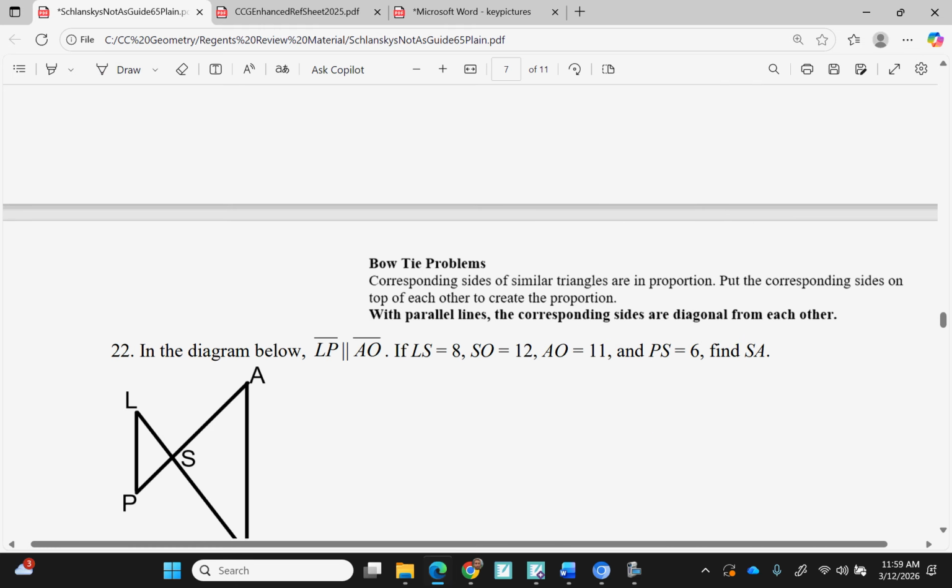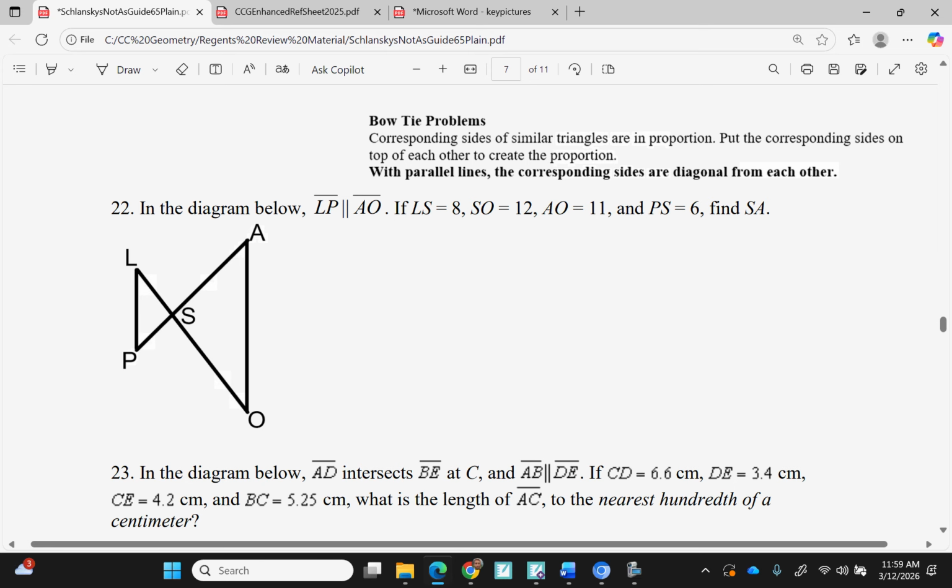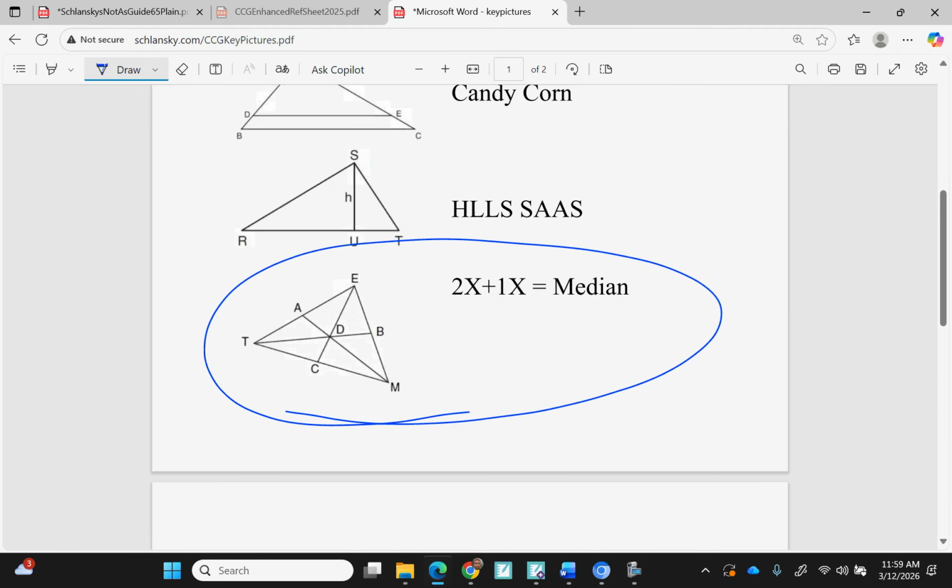Which brings us to bow tie problems. Listen, this could be in the guide to 65. I can't tell you exactly how often it's going to come up, but it comes up, and it's not hard if you know how to do it. It's on your key picture sheet.